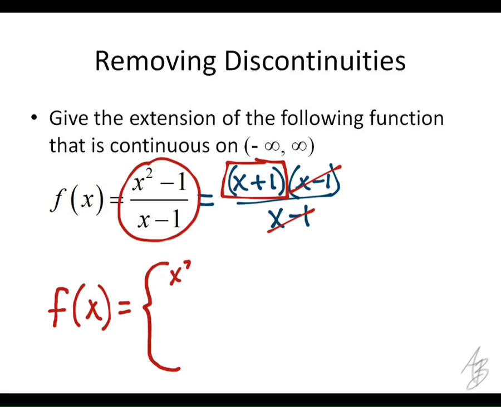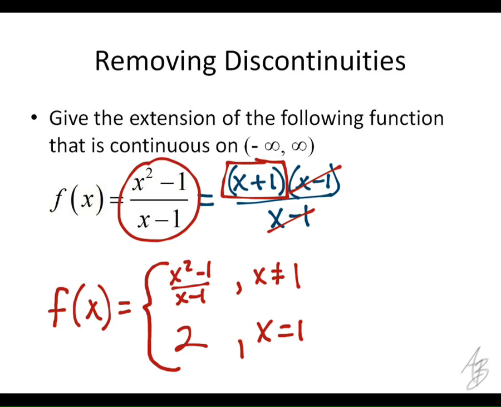Piecewise function. So we'll define it as x squared minus 1 over x minus 1 for everywhere that x is not equal to 1. But then what about when x equals 1? What do we want the function to equal so that we make it continuous? Cole? You could do that actually, but what is x plus 1 when x equals 1? Yeah.